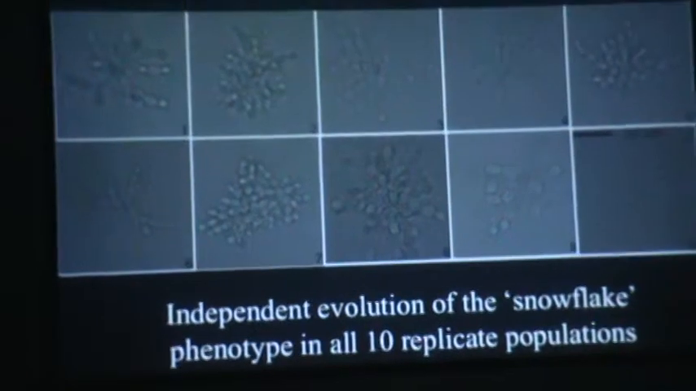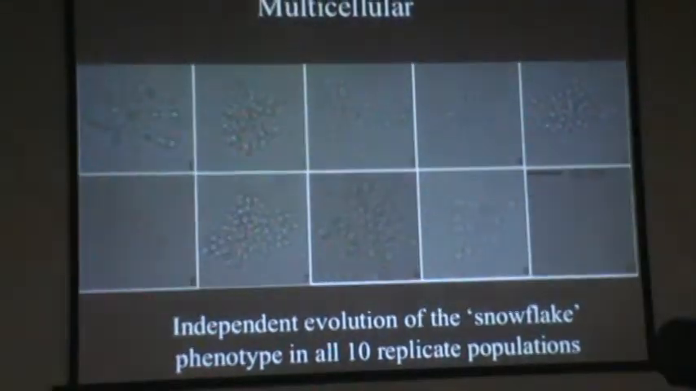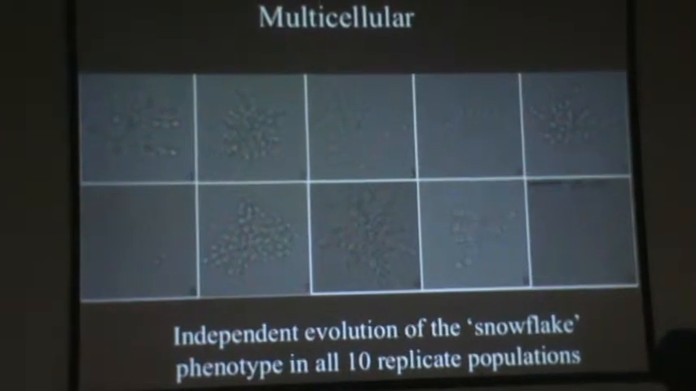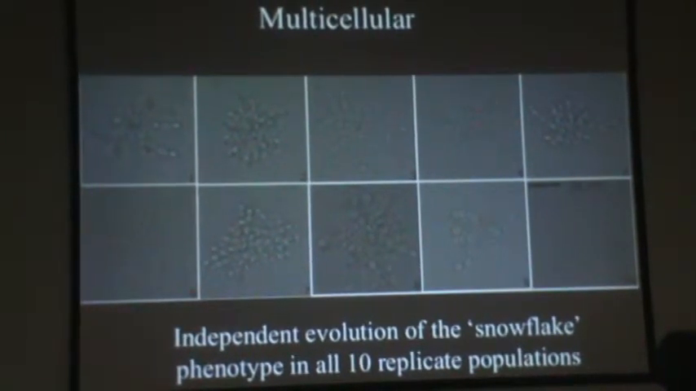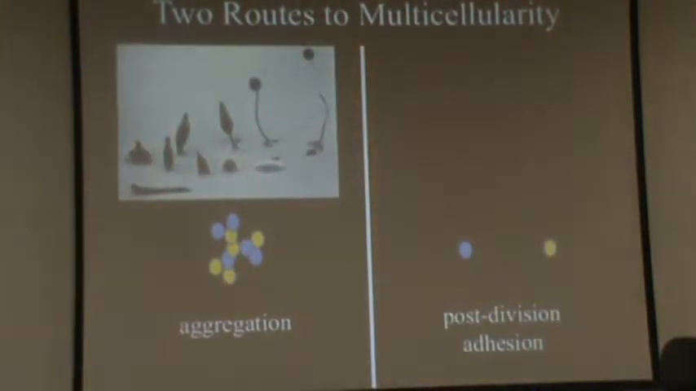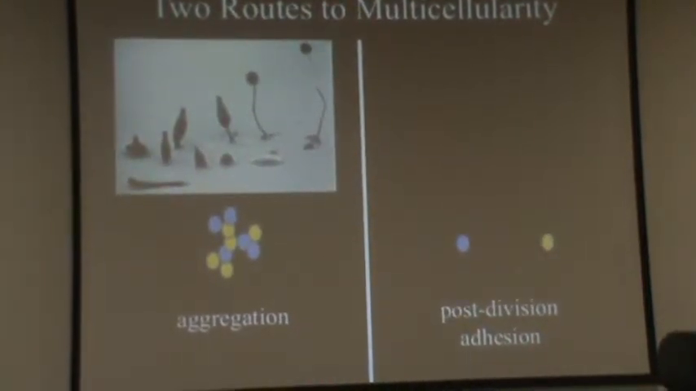So there you can see clearly. And so the first question was, how did they do this? Is this aggregation? Are these yeasts sort of coming together, or are they using another mechanism? So they could be aggregating like this. This is what some organisms do, like dictyostelium, a slime mold.